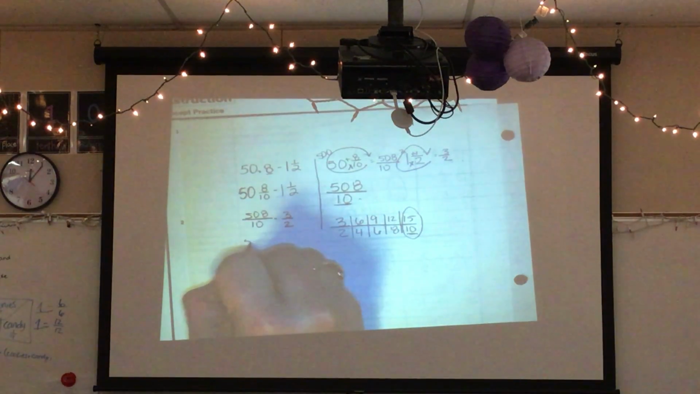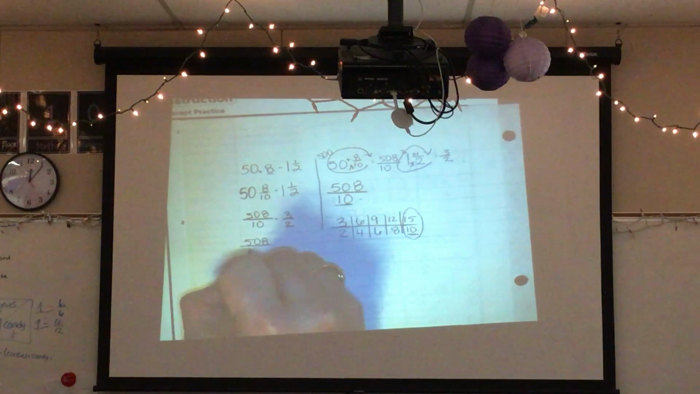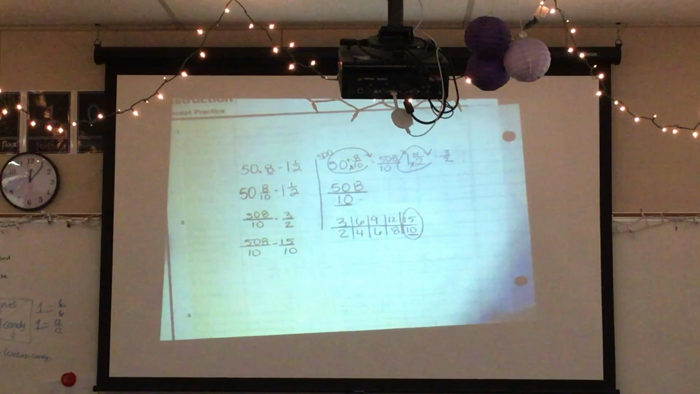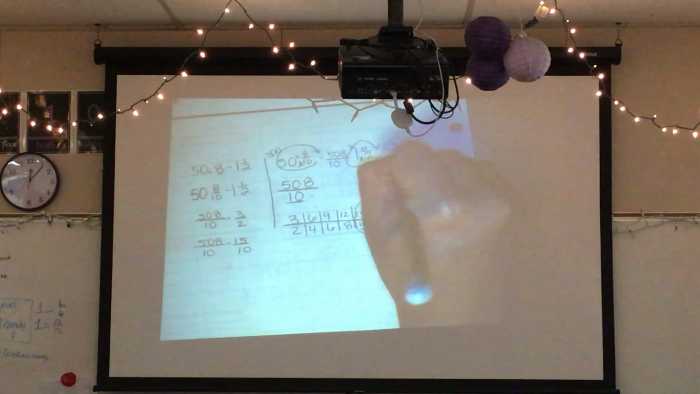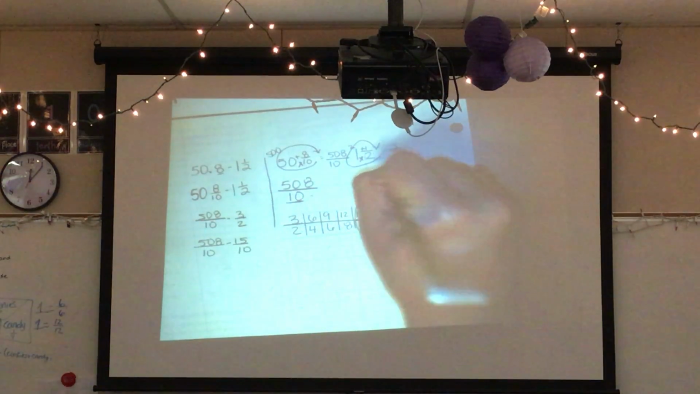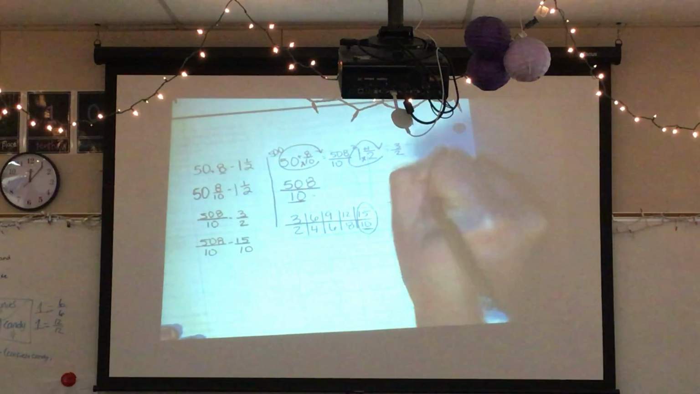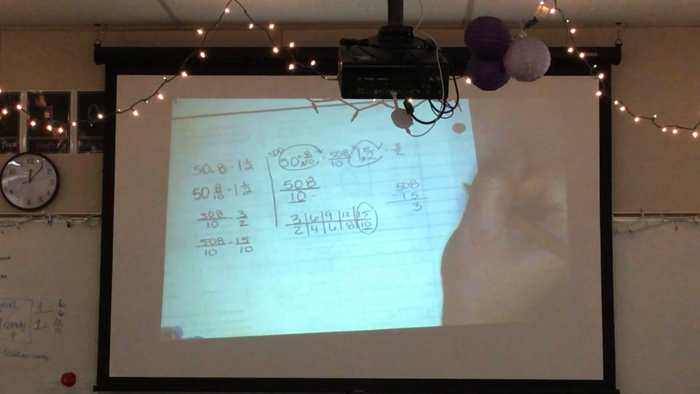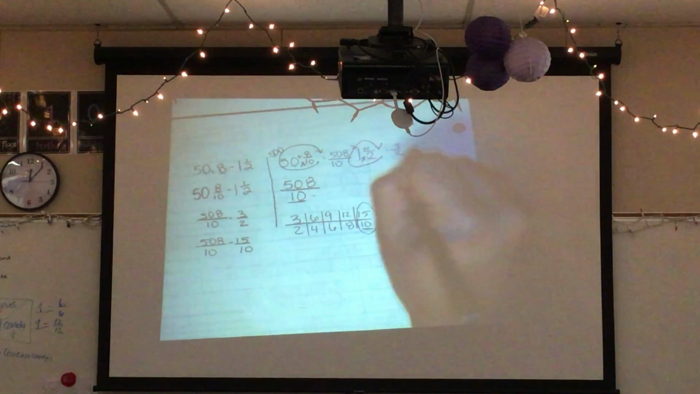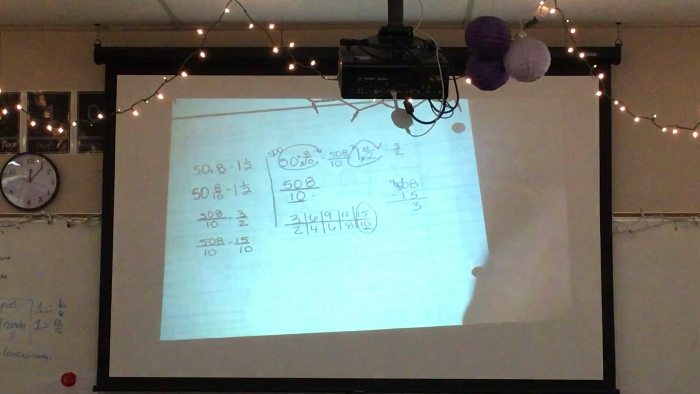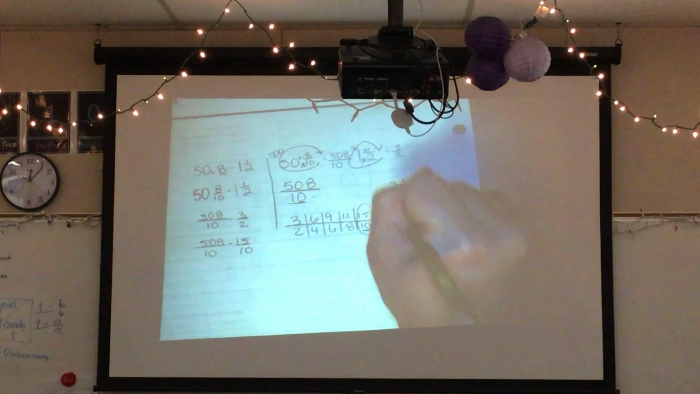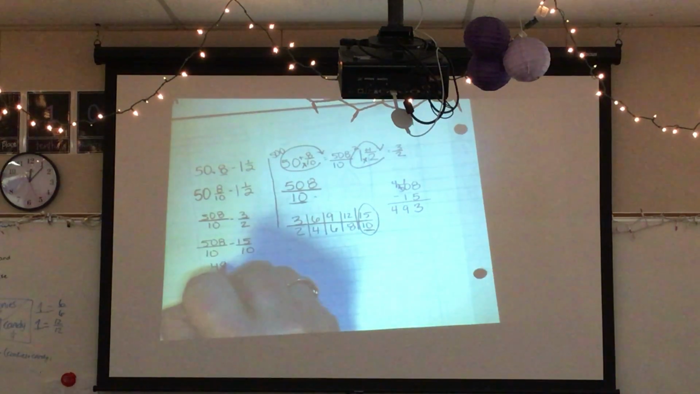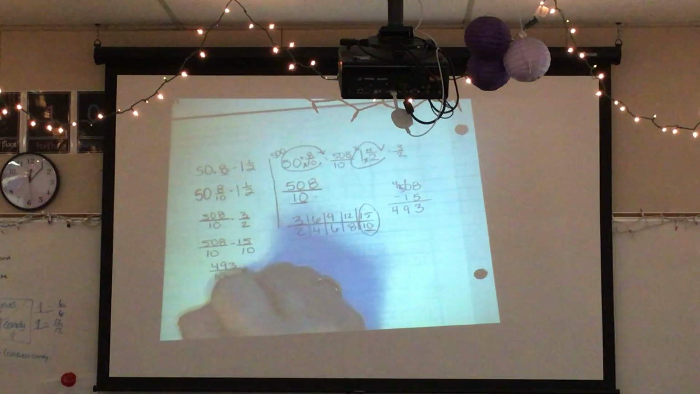So I'm going to go off to the side and do 508 minus 15. 8 minus 5 is 3. 0 minus 1, can't do that. Okay, 10 minus 1 is 9. 4 minus 0 is 4. So I have 493 tenths. Now what do I need to do?